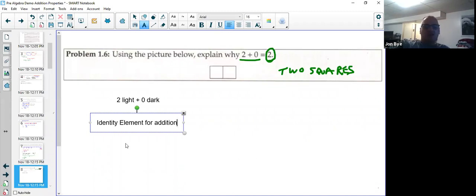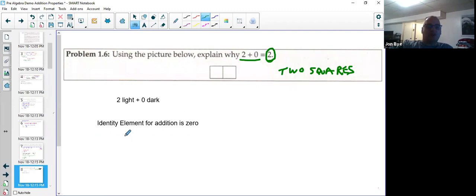And so it just looks like this. The identity element for addition, I'll just say, is 0. Right. So you take any number, it doesn't have to be a given number. You can use algebra. We're using algebra here, right?